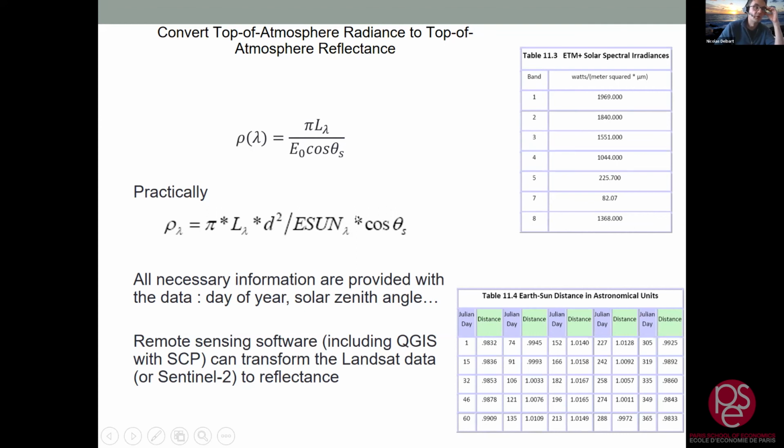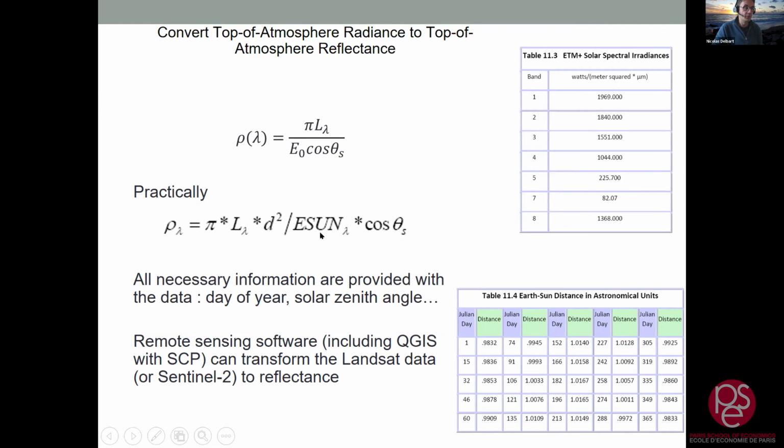It is a sort of average value of how much light comes for one specific spectral band over the year. It is averaged over the year for one surface of 1 square meter facing the sun. So it means the sun with the zenithal angle just above the surface and outside the atmosphere. So it means that such a 1 square meter surface outside the atmosphere in the direction of the sun will receive in the blue spectral band 1969 watts per square meter.